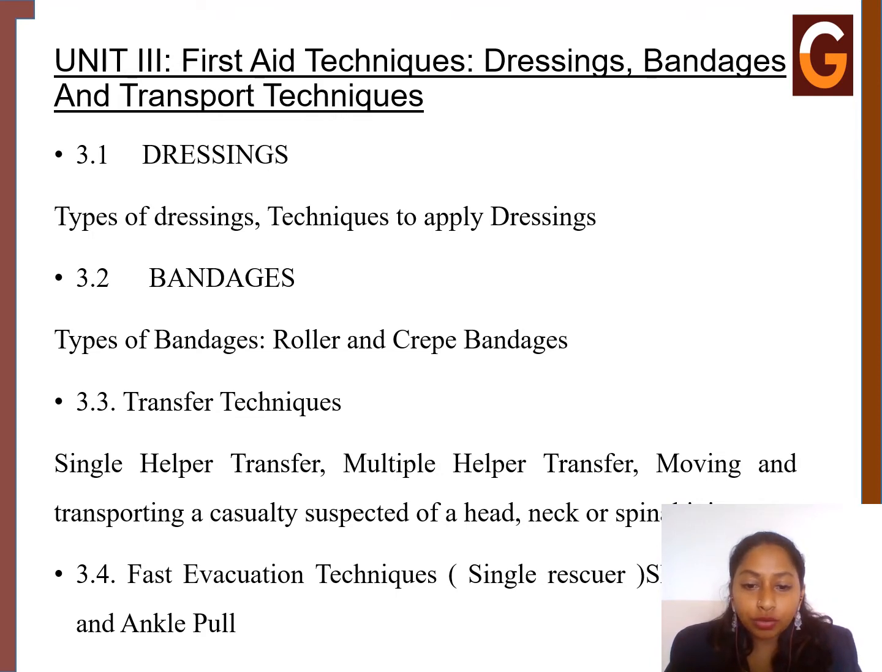3.4 is nothing but the post evacuation technique, that is about how you will be finding an evacuation. Then when you try to take a victim out, for example, if it is an earthquake or if a construction collapses, whether you are able to do a shoulder pull or an ankle pull. So these will be dealt with in 3.4.